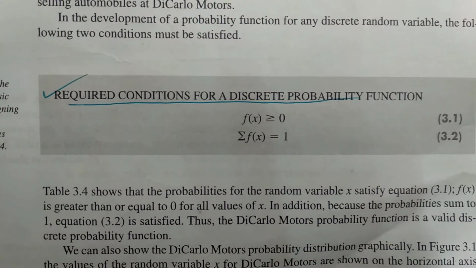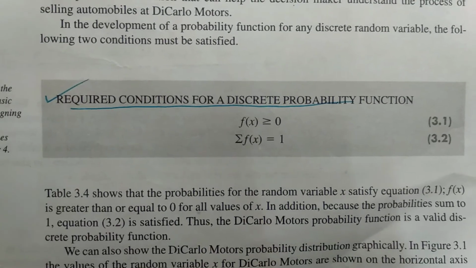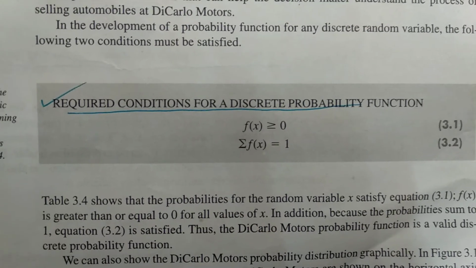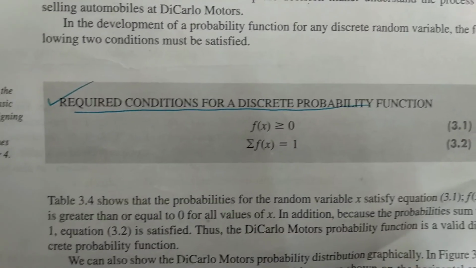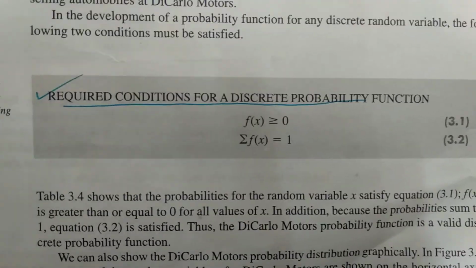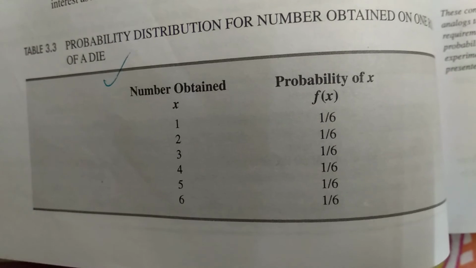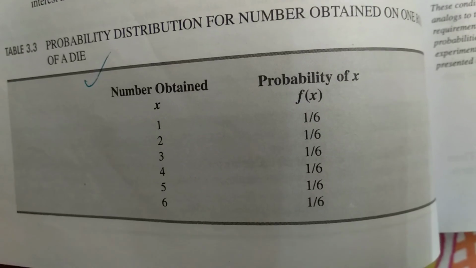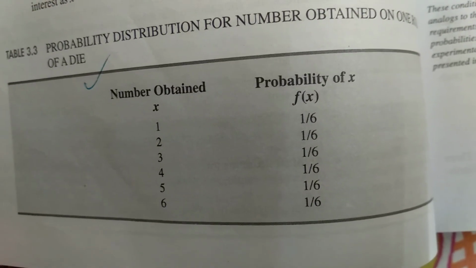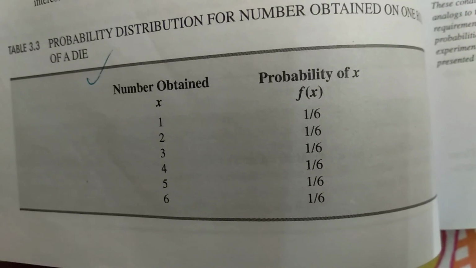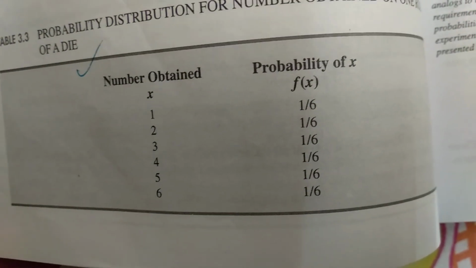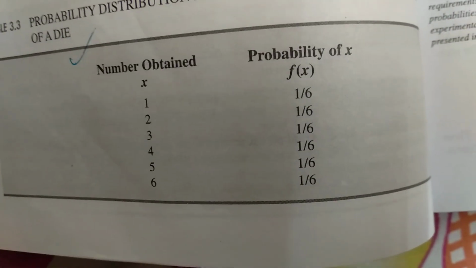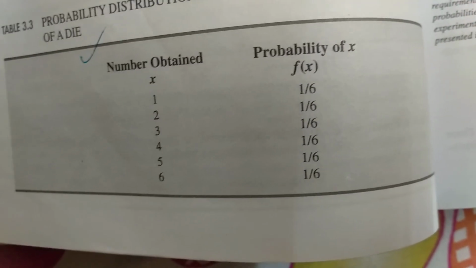The required conditions for a discrete probability function are that f(x) should always be greater than or equal to 0, and the summation of f(x) should be equal to 1. If I check the value of f(x) for all the numbers obtained, f(x) is always greater than or equal to 0, and the summation of f(x), that is 1/6 plus 1/6 plus 1/6 and so on up to the number 6, is equal to 1. So the condition is fulfilled.